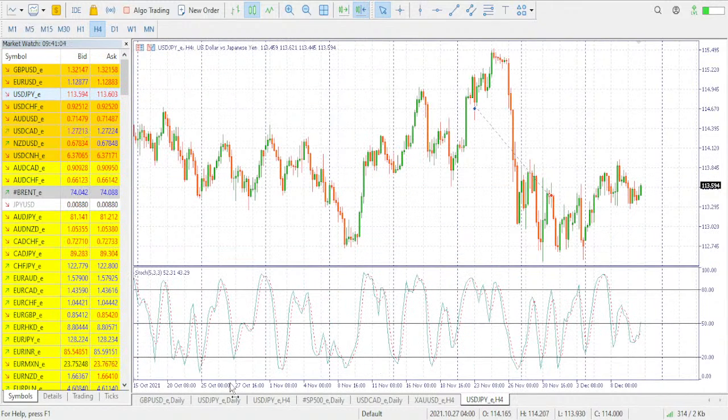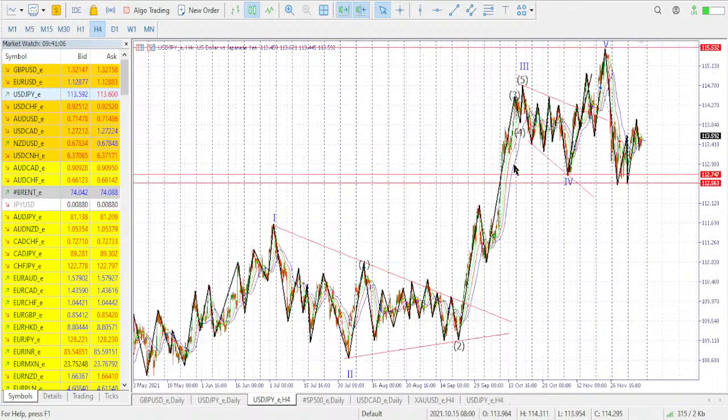The other symbol is the Japanese yen. On this chart, I'm going to look at it differently. I'm going to look at it in the form of Elliott waves. You can see that we had a very big impulsive wave here. There is this correction, and then we had an impulsive move, and then we currently have a correction.